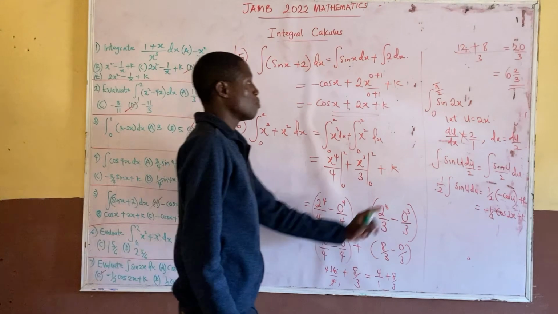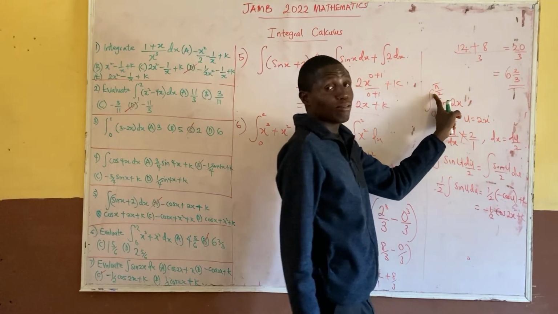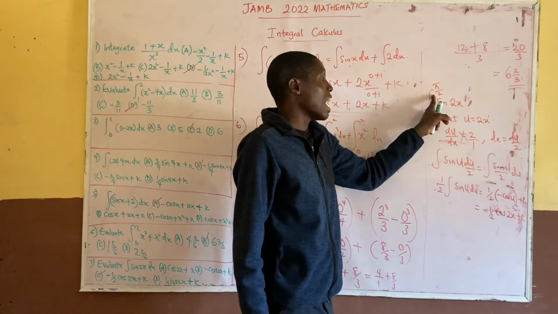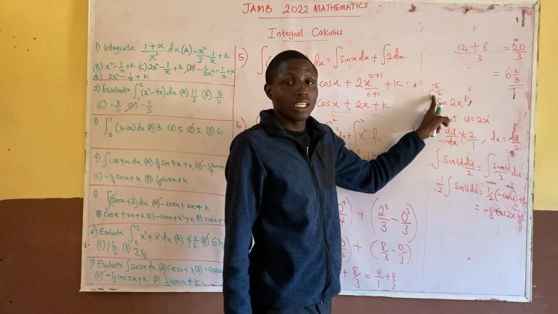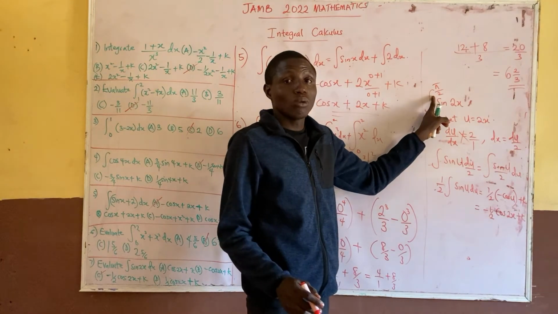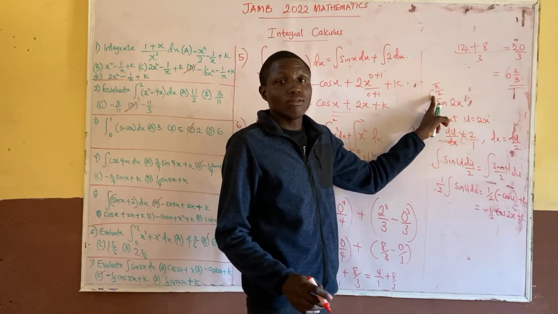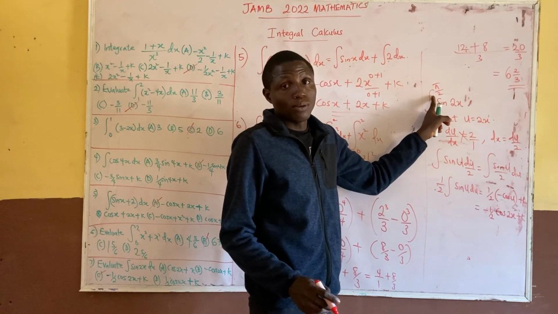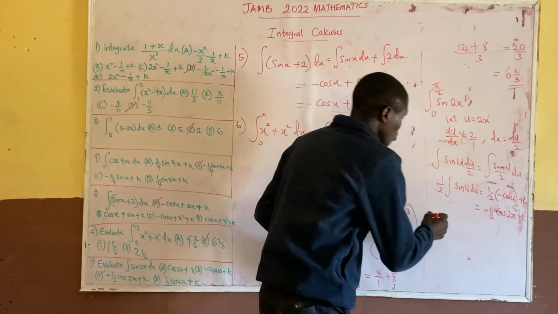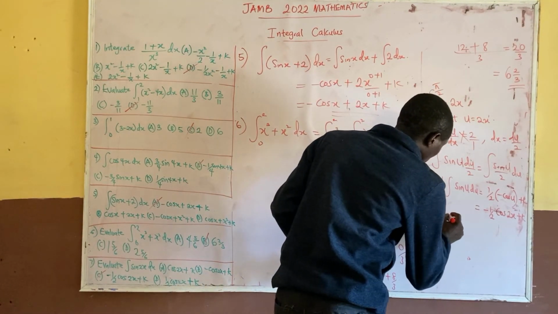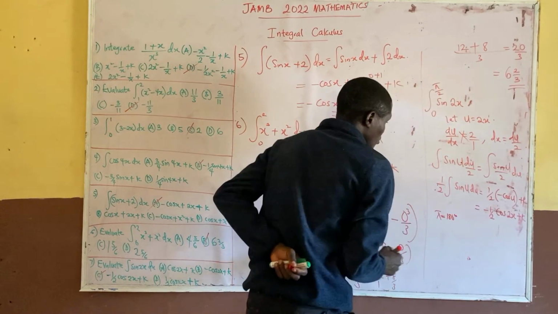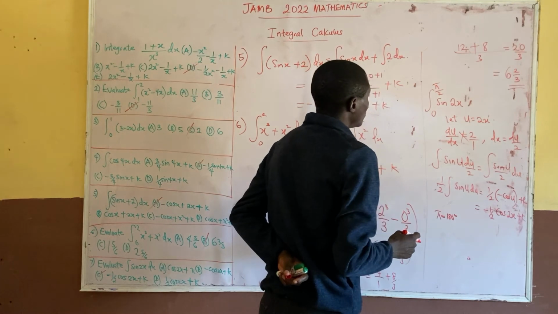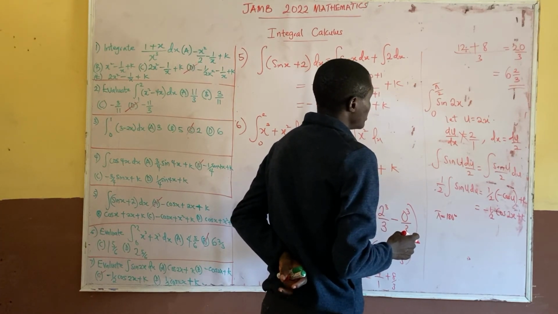Now if I am given this kind of boundary in exams, because this is an angle in radians, please note this angle is in radians. And pi is equivalent to 180 degrees. Note that pi is equivalent to 180 degrees.